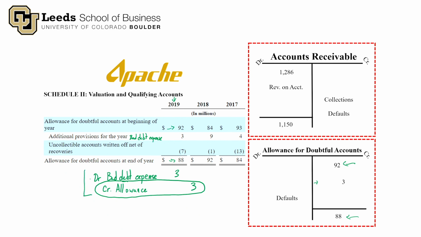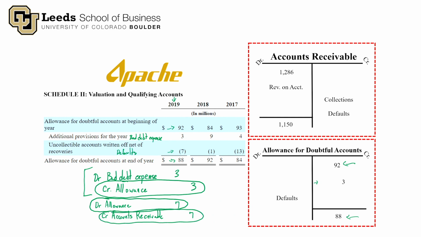Now this 7, this -7 here, is related to uncollectible accounts that were written off, net of recoveries, okay? So this is another word for defaults. And this journal entry is a debit to the allowance and a credit to accounts receivable. And that's for 7. And since we're doing the allowance T account, we're going to plug this one in, and we're also doing the accounts receivable T account actually, so we'll plug this one in as well.